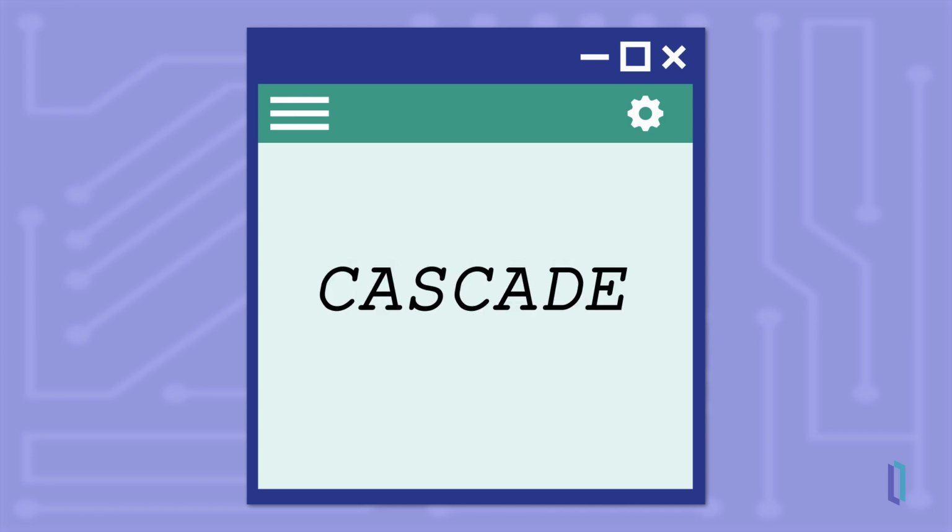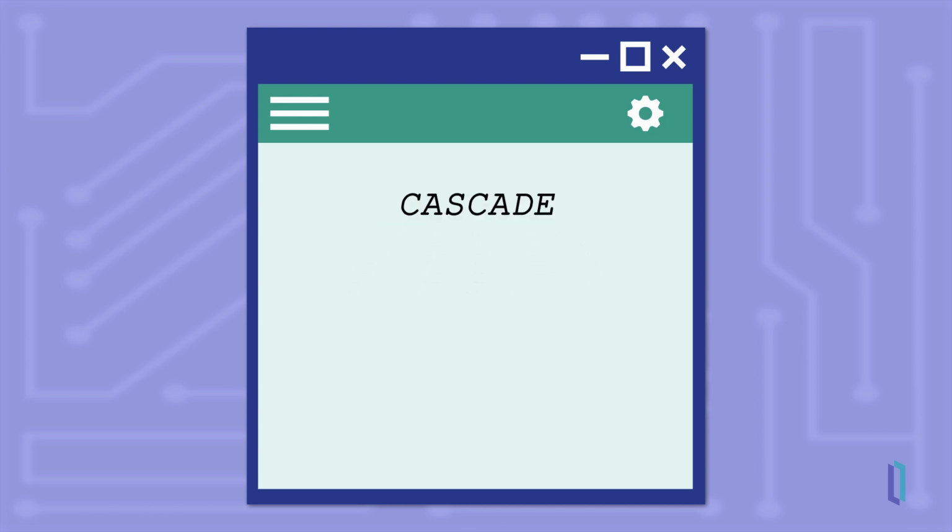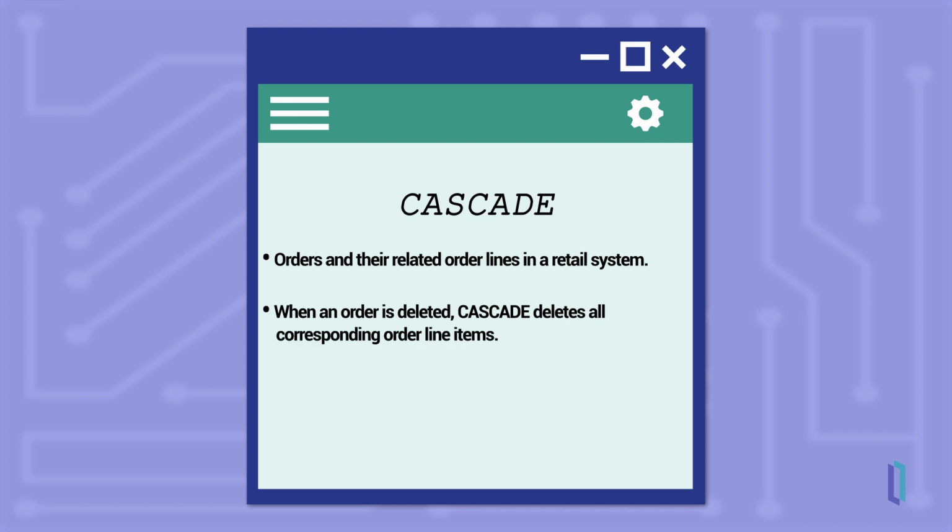The Cascade option is useful where the deletion of one record should automatically lead to the deletion of all associated records. A common use case is with orders and their related order lines in a retail system. When an order is deleted, Cascade ensures that all its corresponding order line items are also deleted, maintaining clean and consistent data without orphan records.